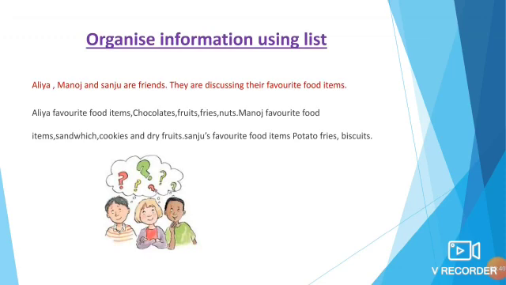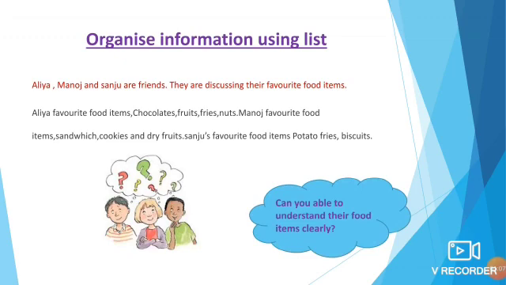Here one scenario has been given. Alia, Manoj and Sanju are friends. They are discussing their favorite food items. Okay, they have given their food items. I ask you one question. Can you immediately tell me what is the favorite food item, any one food item of Alia? Can you able to understand their food items clearly? I think it was no.